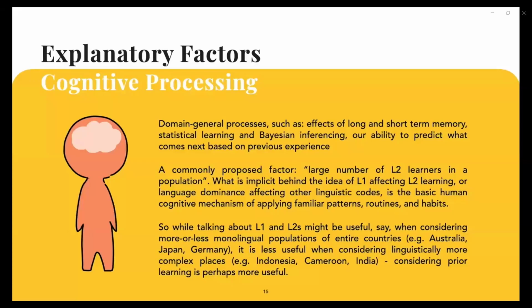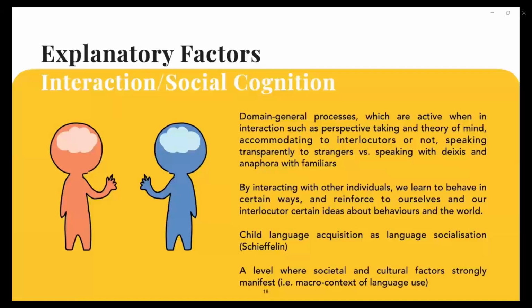But so we tried to drill behind what's the actual explanatory factor behind this idea of L1 and L2. So those are the cognitive processing type explanatory factors. Then we have the interactional or social cognitive type of explanatory factors. So these are also domain general processes, which are apparently active when interaction occurs.